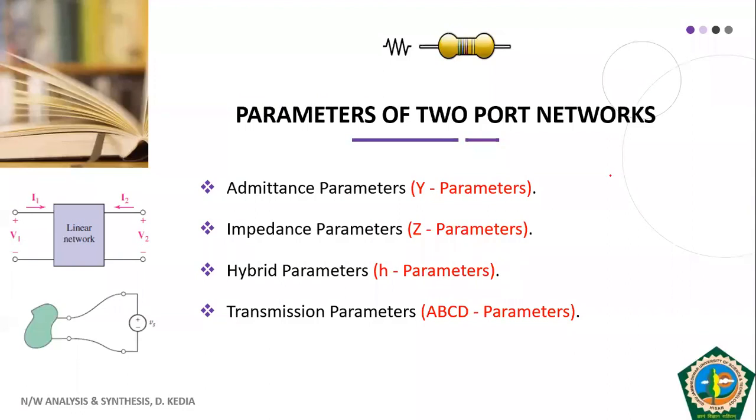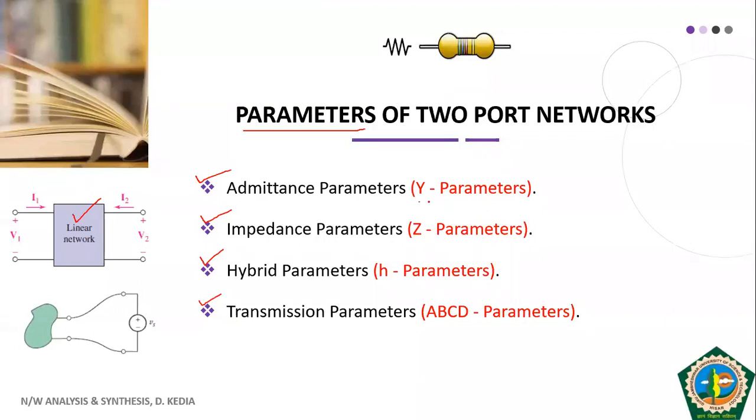So students, as I talked about in the last slide also, we will be mathematically representing our linear network, and that mathematical representation will be with the help of certain parameters. In case of two port networks, we will study four types of parameters. We will represent our circuit in the form of four types of parameters. First will be admittance parameters. Second will be impedance parameters. Third will be hybrid parameters. And fourth will be transmission parameters.